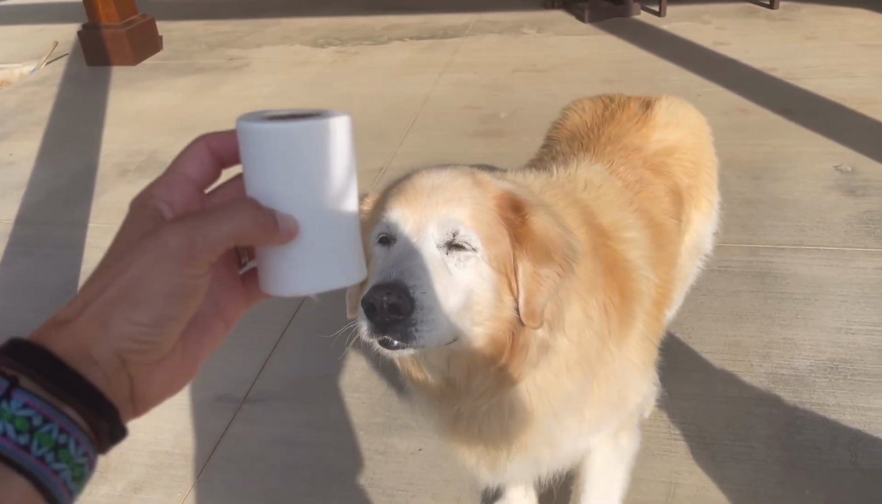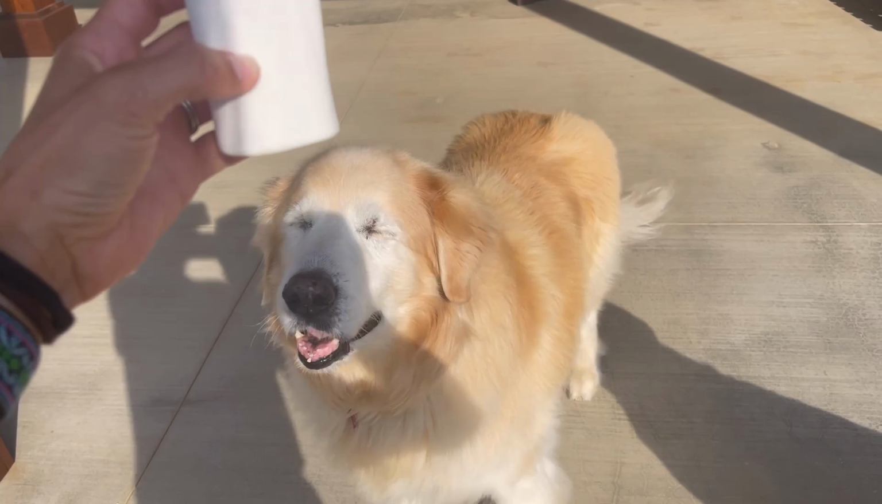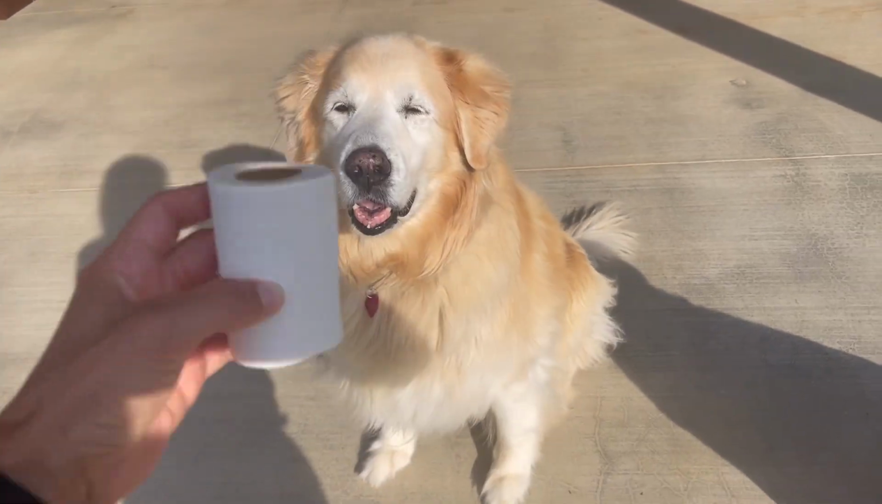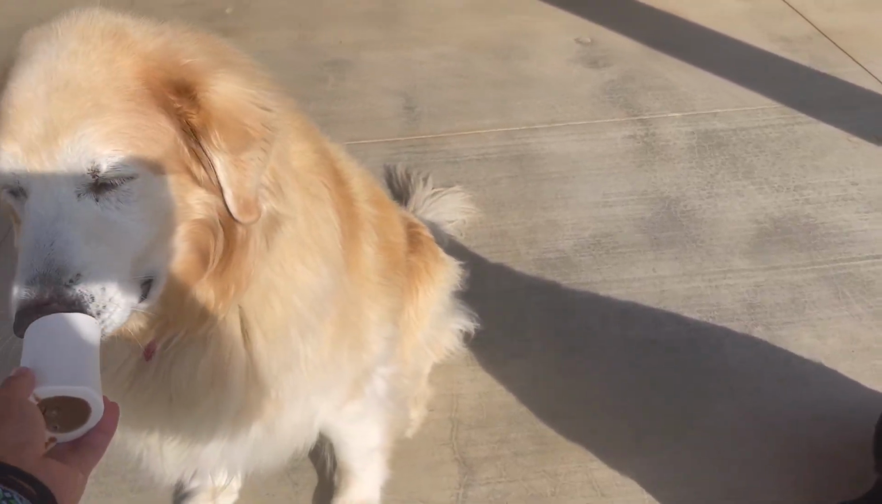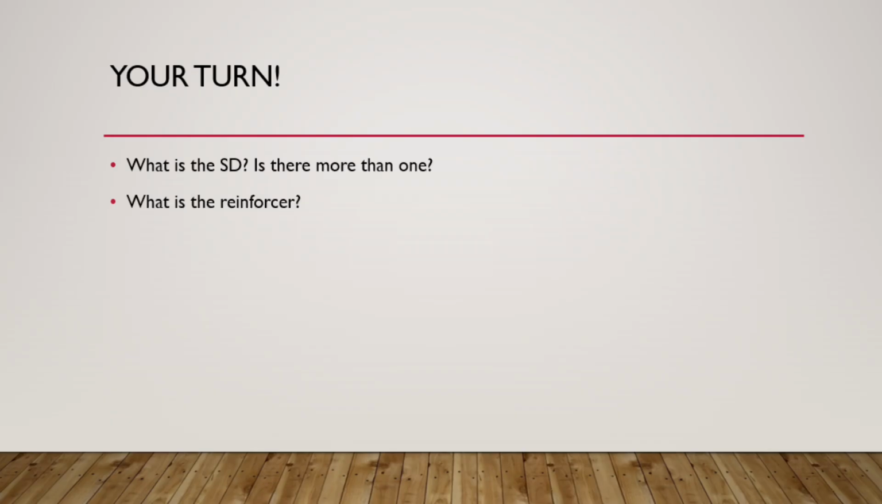Sit. And in this example, the SD is my command sit, signaling that the bone is available. Here you go. Good girl. Your turn. For the next example, identify the SD, and if there's more than one, what's the reinforcer being earned?